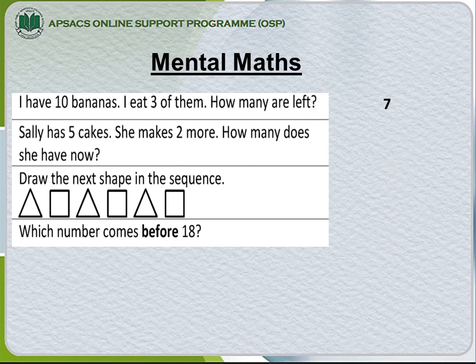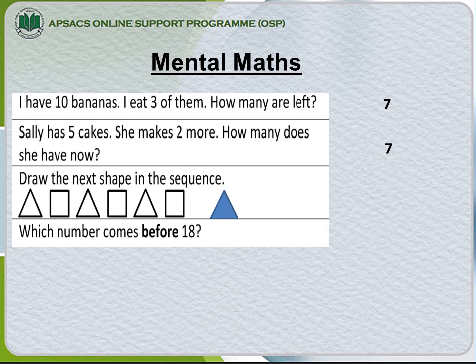Now come to the second question. Sally has 5 cakes. She makes 2 more. How many does she have now? 5 plus 2? Yes, the answer is 7. Draw the next shape in the sequence, and the sequence is triangle, square, triangle, square, triangle, square. What will come next? Yes, a triangle.